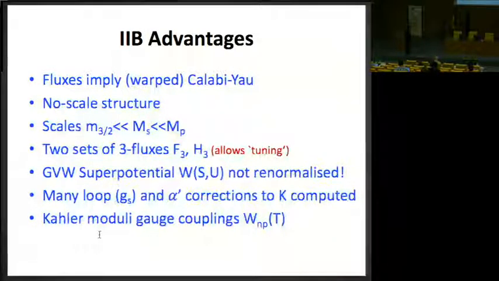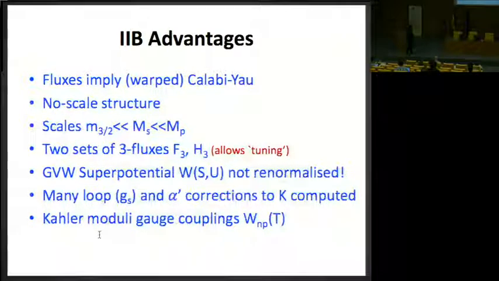The GVW superpotential is not renormalized. This is not trivial because usually non-renormalization theorems are there because the superpotential doesn't depend on the expansion parameters. Here, the superpotential, because of fluxes, depends on the dilaton. However, it is still not renormalized. So you have control on that.